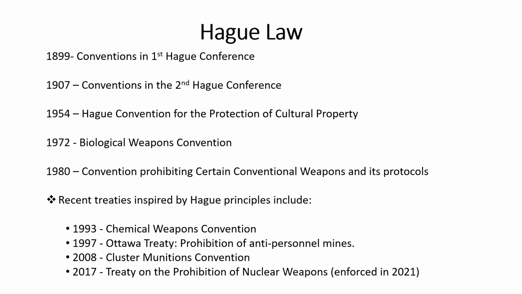In 1954, the Hague Convention for the Protection of Cultural Property was passed, and the Biological Weapons Convention in 1972, and the Convention on Prohibitions or Restrictions on the Use of Certain Conventional Weapons and its protocols were passed in 1980. Also, after the 1990s, there were certain treaties inspired by the Hague principles, which include the Chemical Weapons Convention, the Ottawa Treaty, or the Prohibition of Anti-Personnel Mines, the Cluster Munitions Convention, and the Treaty on the Prohibition of Nuclear Weapons, which was somewhat recently enforced in 2021.